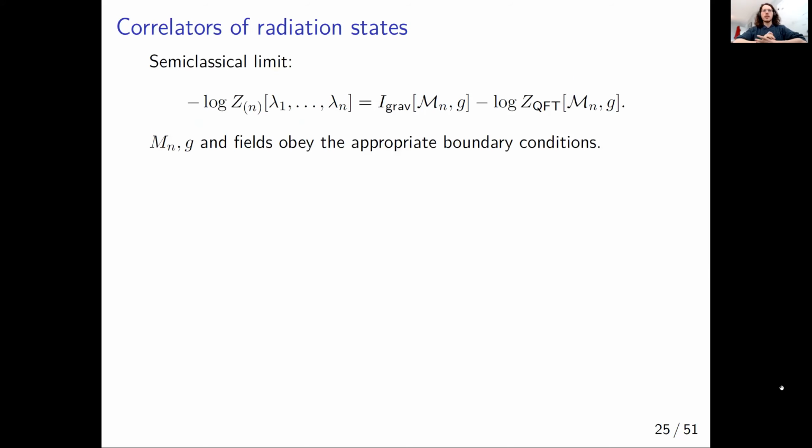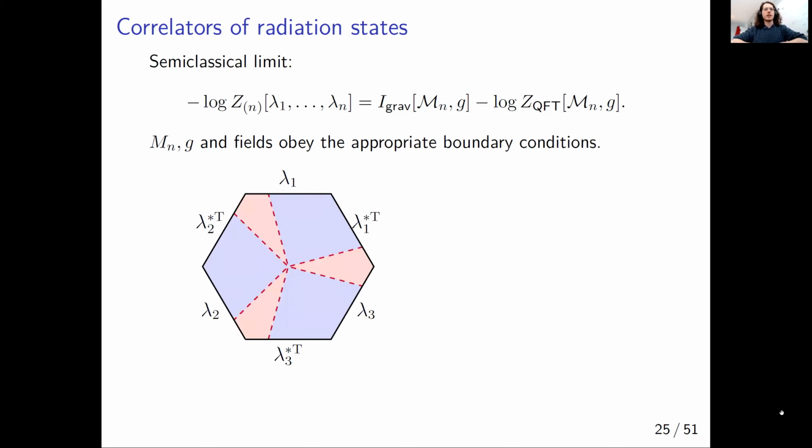So a bit more precisely, in the semi-classical limit, the partition function may be written as before, but now the manifold Mn and the metric G and the fields have to obey this different set of boundary conditions. So here's an example of what this would look like in the case of n equals 3. So we have 3 copies of the Euclidean past, 3 copies of the Euclidean future, and we glue these all together cyclically in the appropriate way.